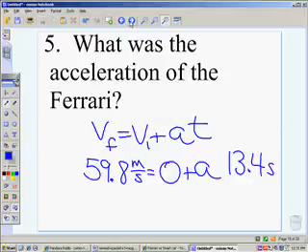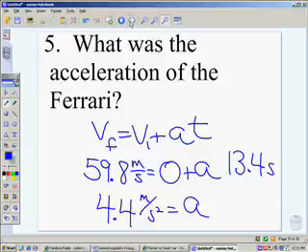So the vf is 59.8, vi is 0, we're looking for the a, and the t is 13.4. So all you have to do is divide both sides, and we get 4.4 meters per second squared. And that's the end.